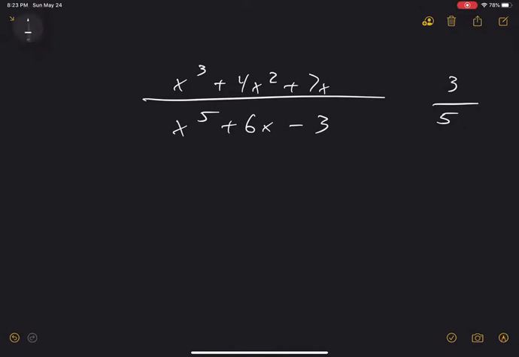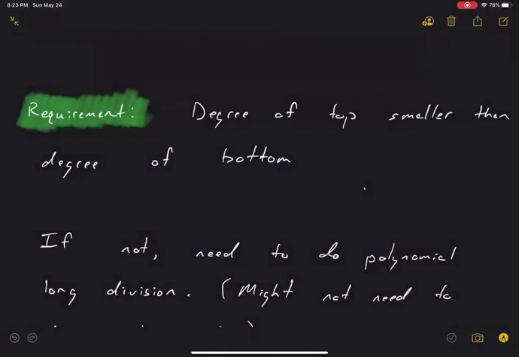Even if this was 4x to the 5th, something like that, that doesn't affect the degree of the denominator, right? The largest power of x is still x to the 5th, so the degree of the denominator is still 5. Okay. So that is our first requirement. We require the degree of the top to be smaller than the degree of the bottom to use this method.